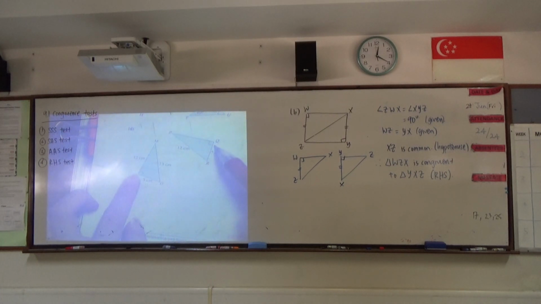We do have the right angle. We do have one side that is common. But the problem is that the hypotenuse itself are not equal in length. So it fails the RHS test. Okay. So in question 3, all the triangles are not congruent to each other because it failed one of the tests.